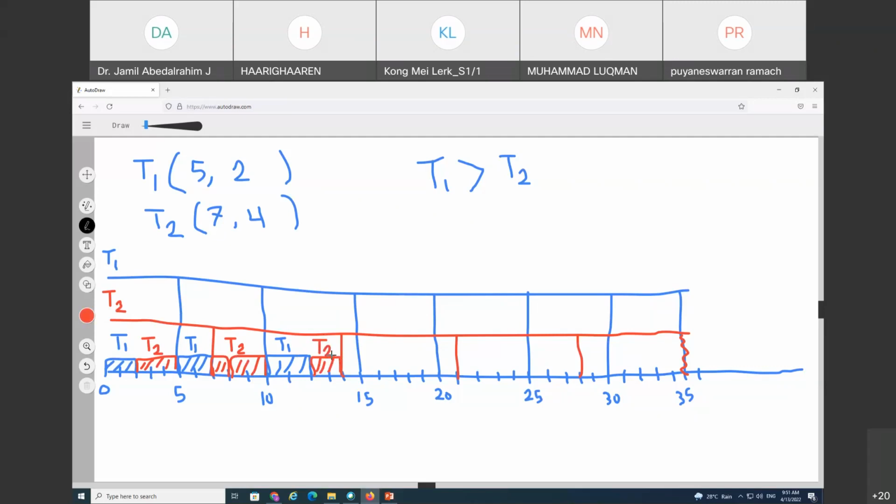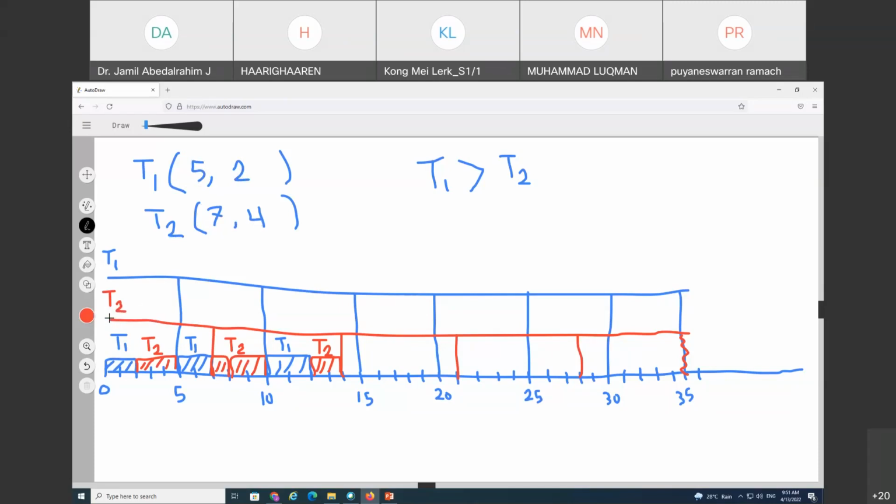Does everyone agree with him? Yes, sir. Okay. I have a question now. Following the given question, task 1 needs to execute 2 units each 5 units, correct? Task 2, each 7 units, we need to execute only 4, correct? Yes. Okay.